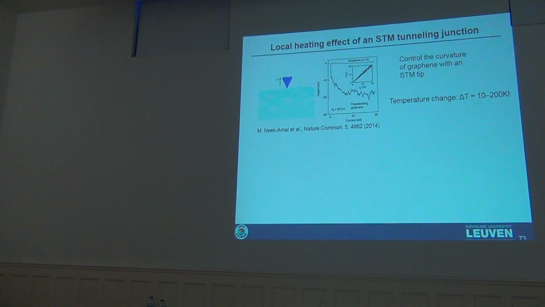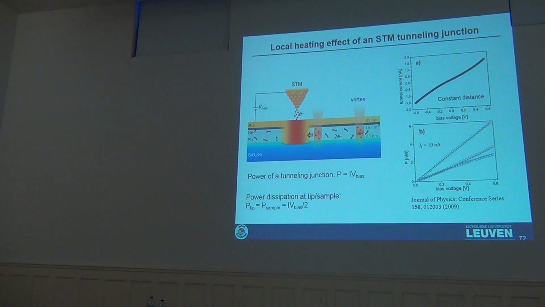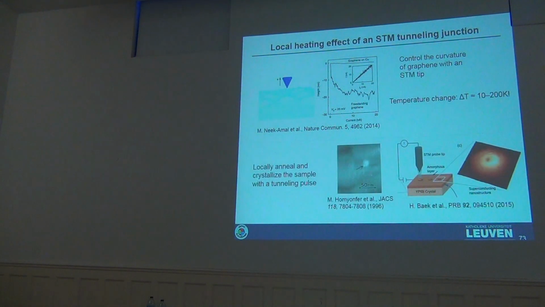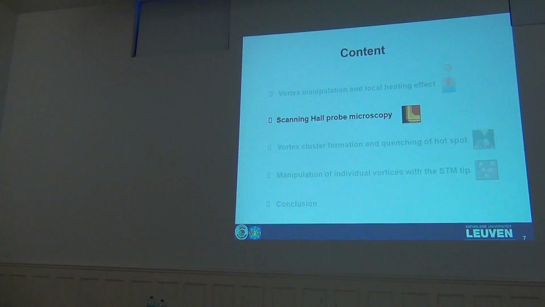And then you can use the STM tip to generate local heating in the sample. This is also a well-known application of STM tips: if you send a relatively strong tunneling current, then you can create a local, very small hotspot. And then we were using these hotspots in order to trap the vortices. Other groups have of course been using an STM tip to create a local hotspot, and it works pretty well, judging from numerous publications in the literature.